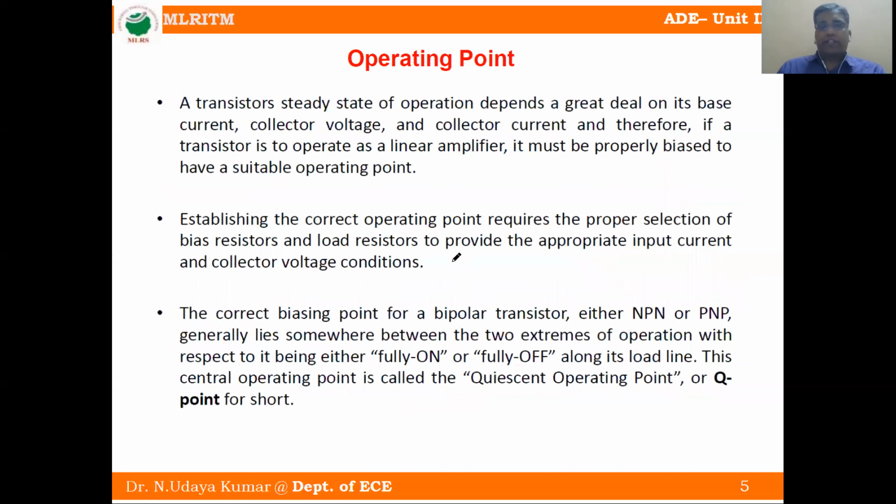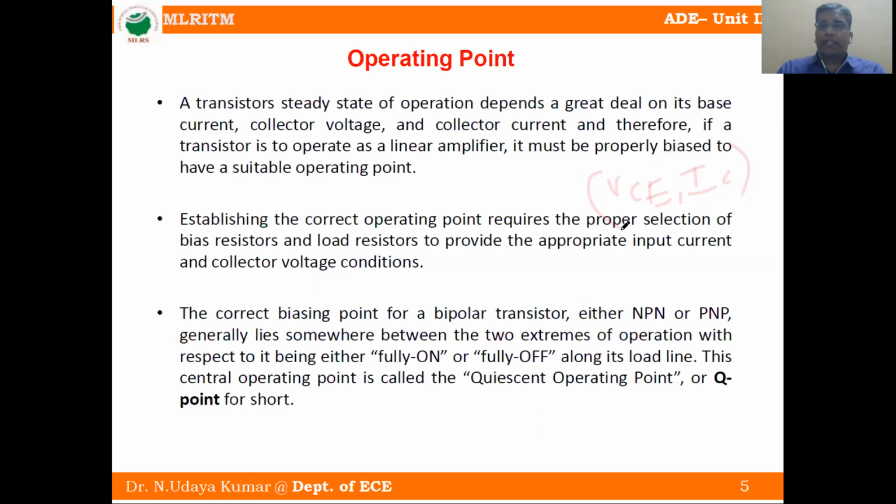So first we will define the operating point of a transistor. Whenever we are seeing a transistor, what is the output in common emitter configuration? Output means IC, VCE, comma IC. This is called the operating point: collector emitter voltage, comma collector current.